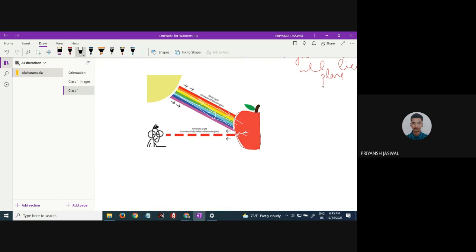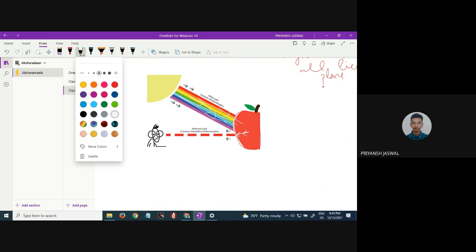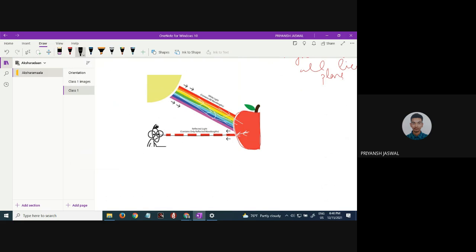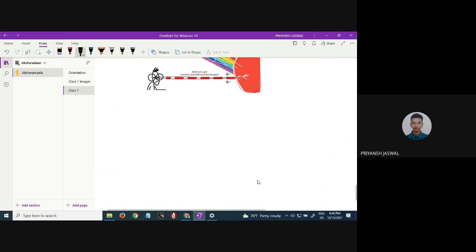And when this light reaches our eyes, an image is formed. This is how we see an apple or any other object. All the objects reflect light which we can see. If an object does not reflect light, we can't see it, or it will appear as black. We will see why it will appear black. So this is the first principle, how we see objects.